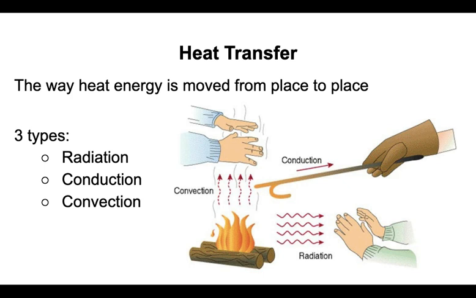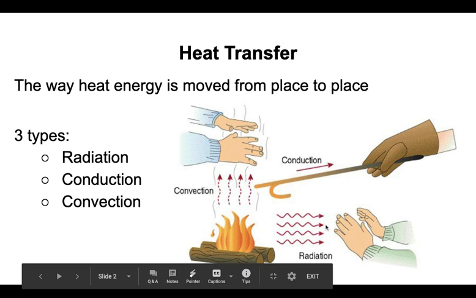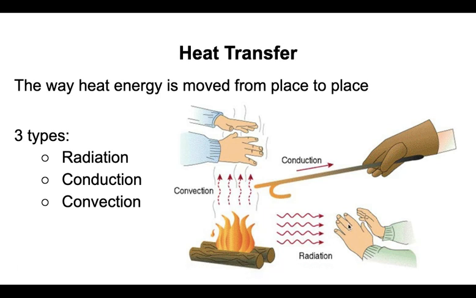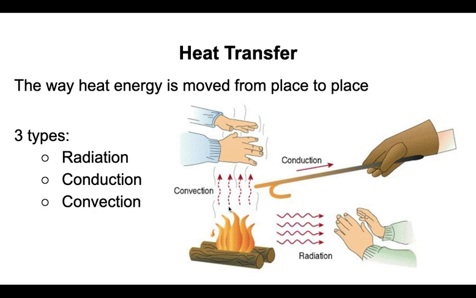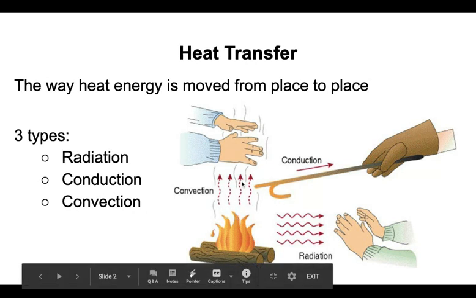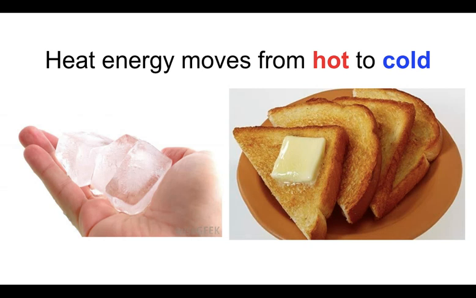Heat transfer is simply the way that heat energy is moved from place to place. There are three major types of heat transfer: radiation, traveling through space in the form of waves; conduction, traveling by physical contact; and convection, through the motion and the movement of fluids like air and liquids. Heat energy moves always from the hotter object to the colder object.